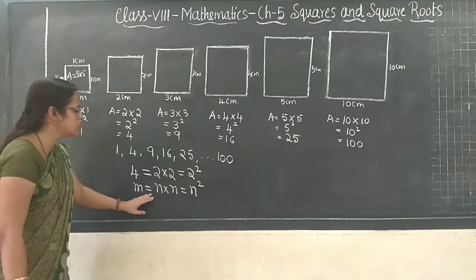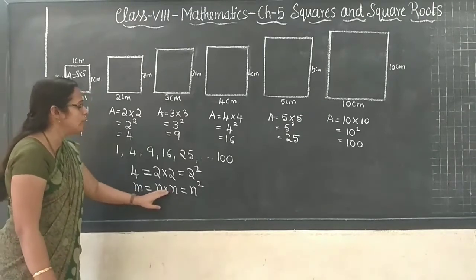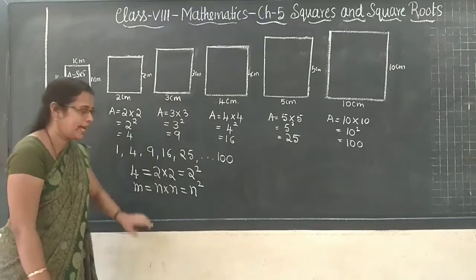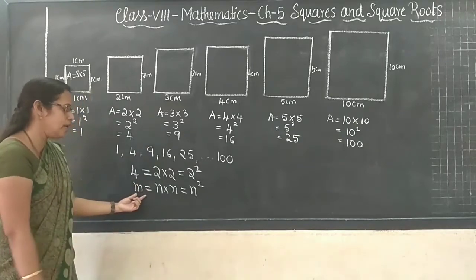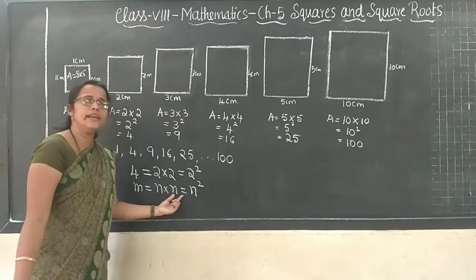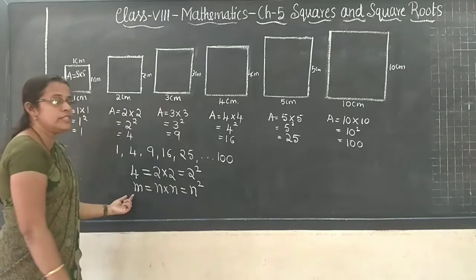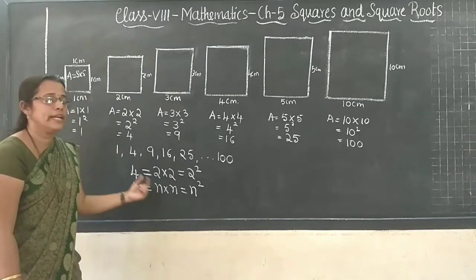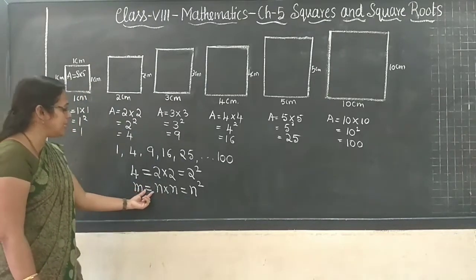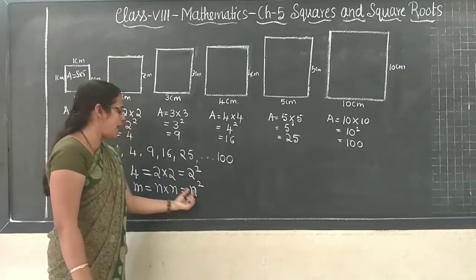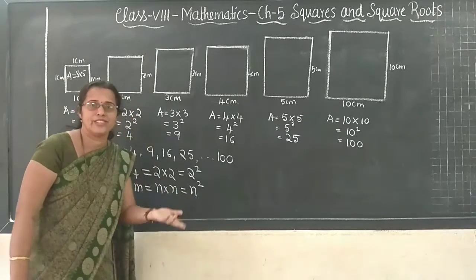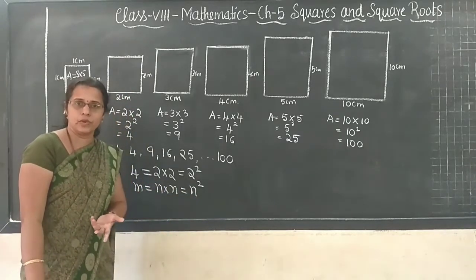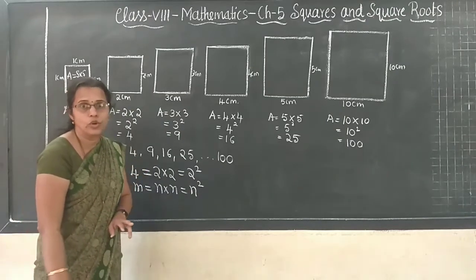m can be expressed as the product of a number with itself. So m is a natural number, then n is also a natural number, and the general form of a square number can be written as m is equal to n square. m and n are any natural numbers. Okay, 0 is also included, children.